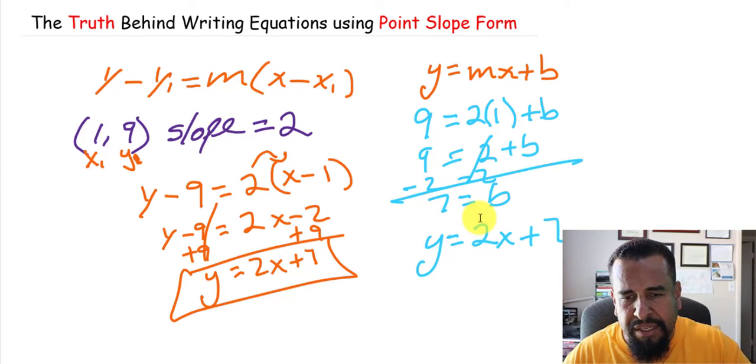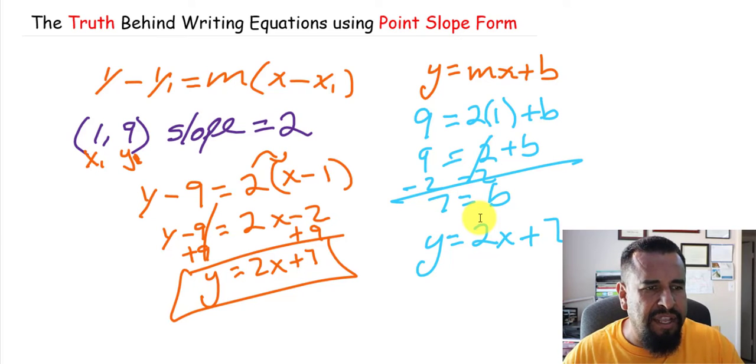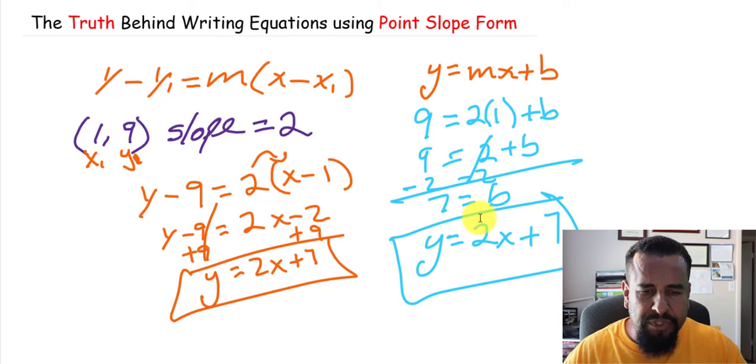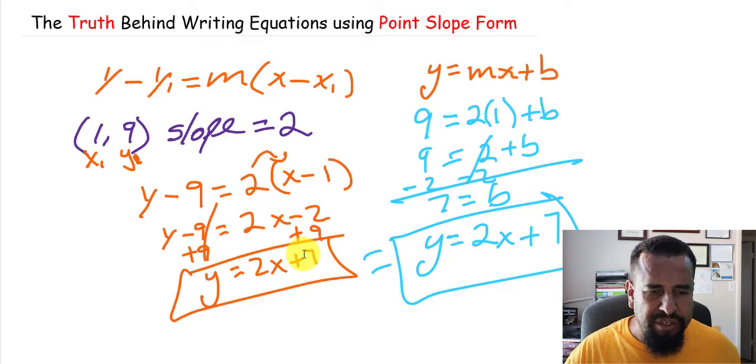So plus 7. That looks like a 2. I'm trying to erase it. Technology, help me. All right, 7. So there we go. Notice the same equation right there.